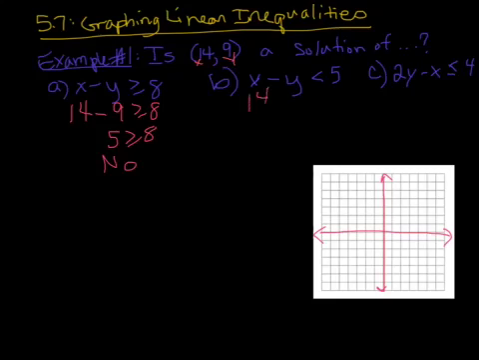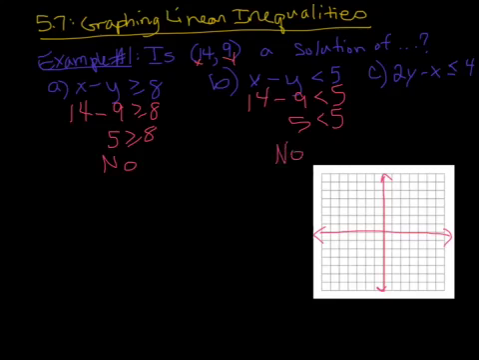I'm going to do the same thing for the next ones. Now, B is a little bit tricky because a lot of people say, oh yeah, 5 equals 5. However, we're not looking for 5 equals 5. We're looking for 5 is less than 5, which it's not actually, so that one's going to be a no.